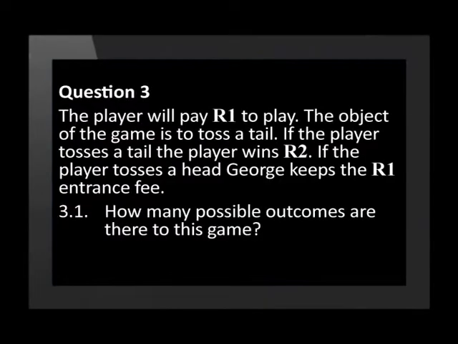In question 3, we see that George suggests a game that involves flipping a coin. The player will pay R1 to play. The object of the game is to toss a tail. If the player tosses a tail, the player wins R2. If the player tosses a head, George keeps the R1 entrance fee. How many possible outcomes are there to this game?